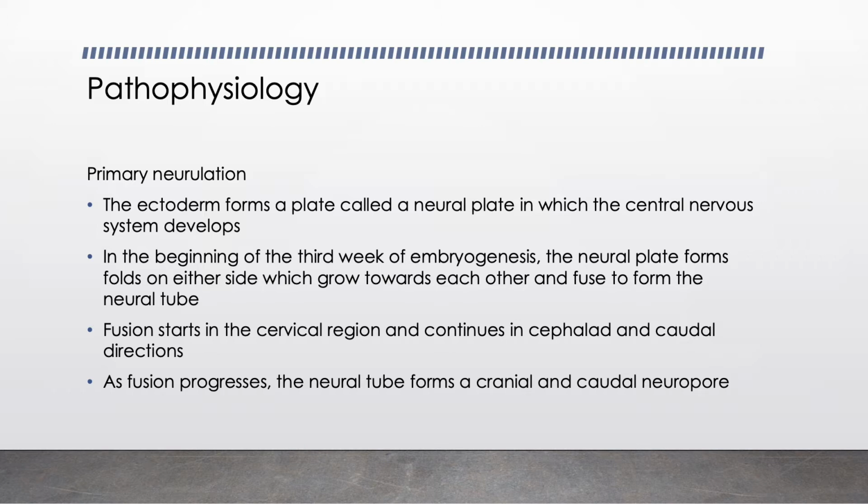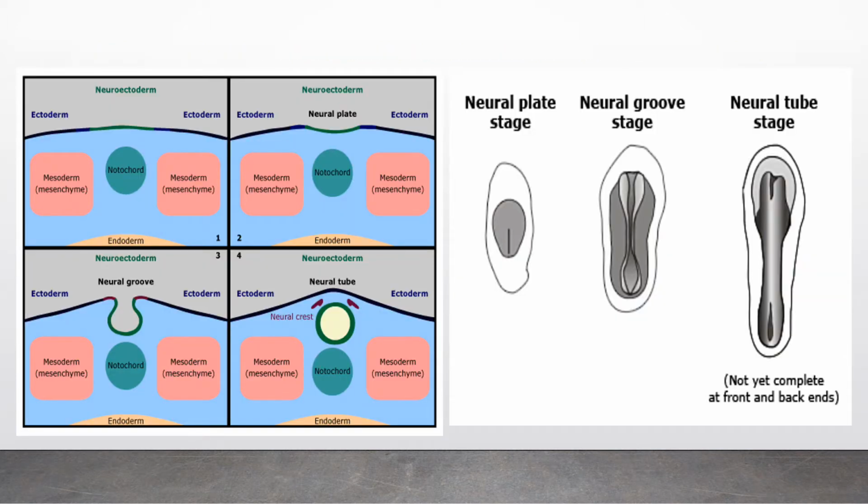Fusion starts in the cervical region and continues in both the cephalad and caudal directions. As fusion progresses, the neural tube forms a cranial and a caudal core. As you can see in these slides, there's your neural plate, and on its lateral edges, it forms folds that fuse to form a neural tube here. And then here on this side as well, you can see the folds come together and they fuse in the cervical region, and then they continue to fuse both in the cephalad and the caudal directions. And here you have your cranial and your caudal neuropores.